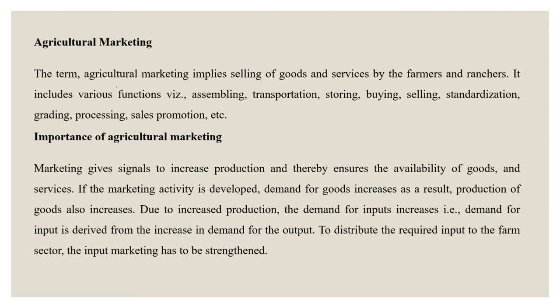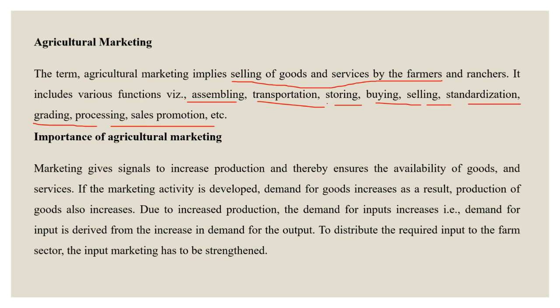Agricultural marketing. The term agricultural marketing implies selling of goods and services by the farmers. It includes various functions such as assembling, transportation, storing, buying, selling, standardization, grading, processing, sales promotion. Assembling means we have to assemble the agricultural product at one place. Transportation. We will buy the produce from the farmer and transport it from the farmer to the consumer by using different vehicles, tractors, trucks, vans, etc.